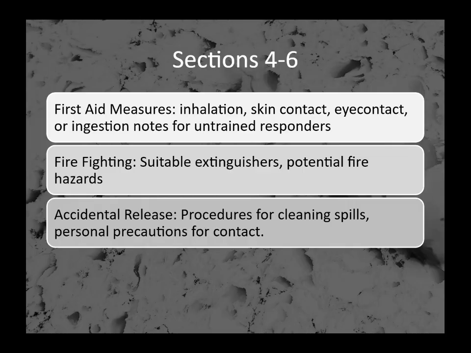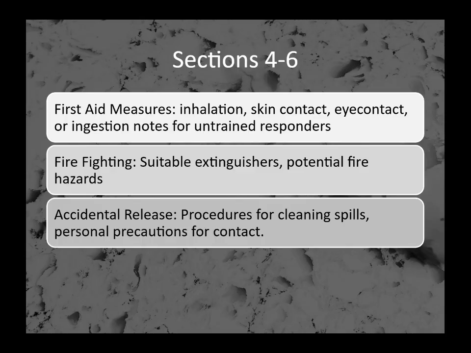Section 5. Firefighting Measures. This section provides recommendations for fighting a fire involving the chemical. It lists suitable and unsuitable extinguishing media, as well as specific hazards that may develop from the chemical during a fire. It also advises firefighters on what special protective equipment and precautions they should take, such as the need for self-contained breathing apparatus.